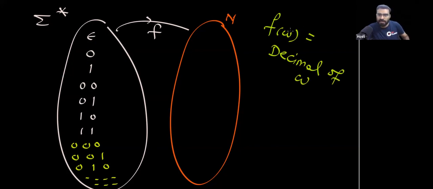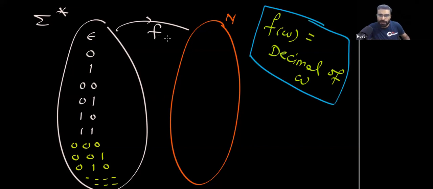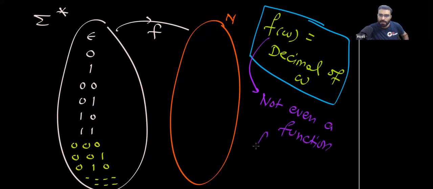Is this a bijection? If I create this mapping, will it work? Tell me. If I do this, f of w is equal to decimal of w. This is not even a function, right? Yes or no? This is not even a function from sigma star to the set of natural numbers.